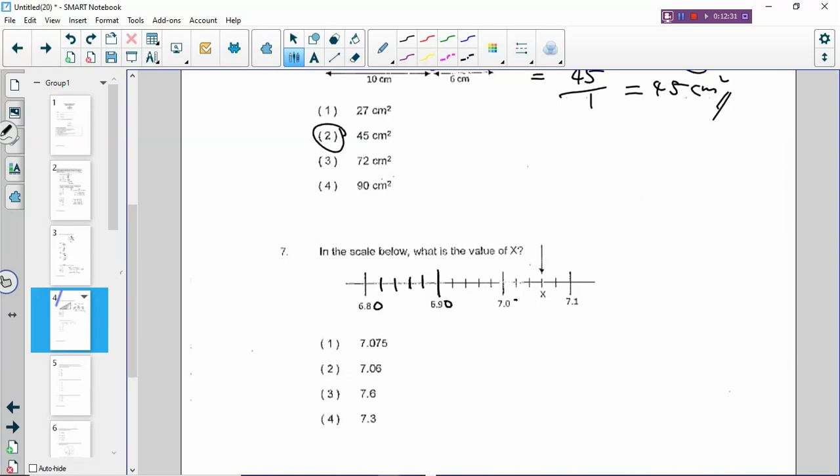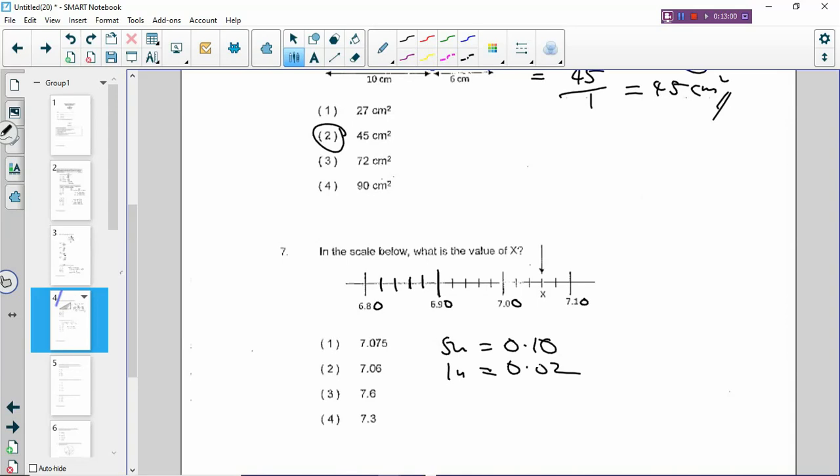Make it easier to see. And then there are 5 gaps or 5 units. So how big is 5 units? You take 6.90 and you minus 6.80, you will get 0.10. That is how big 5 gaps are. Then you find what 1 gap is. So 1 gap must be 0.02. Then you start counting.